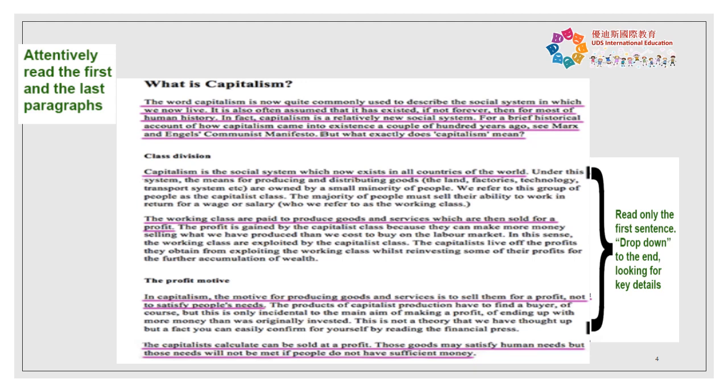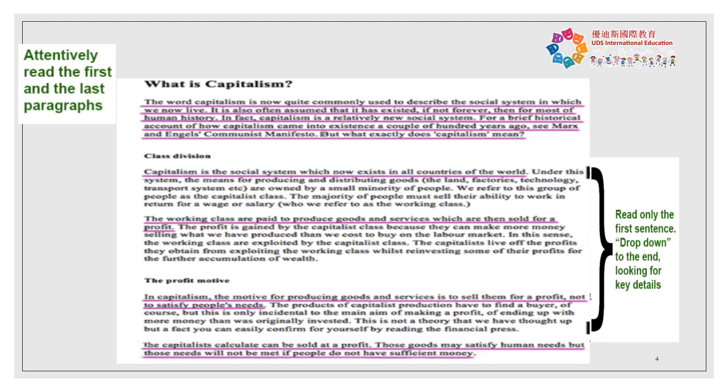Okay, here is an essay. Okay, it is about capitalism. Okay, can you see that? There are one, two, three, four, five, six major paragraphs. The first is about the introduction, and the second and third paragraphs are under the class division, and the second last and the last paragraph are under the heading of profit motive.